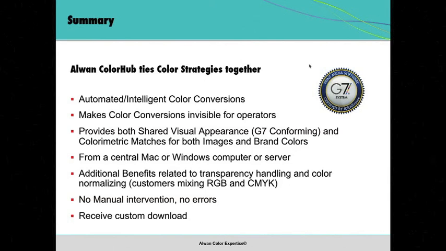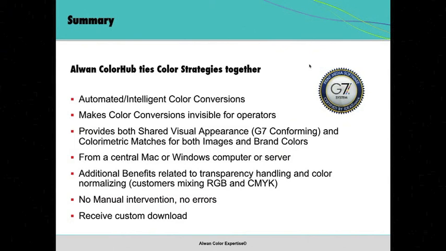So in summary, ColorHub ties all your color strategies together through an automated, intelligent server. When implemented correctly, it makes color conversions invisible for the operator. And as you saw in my sample, we can do both shared visual appearance matching and colorimetric matching for both images and brand colors. The program works on either a Mac or Windows box, and there's a lot of other capabilities that ColorHub can do above and beyond just this intelligent color handling.